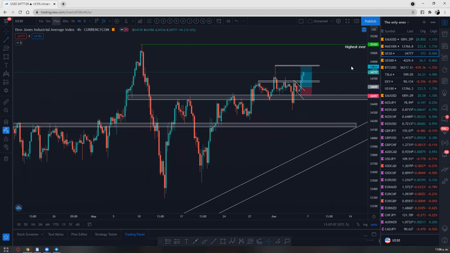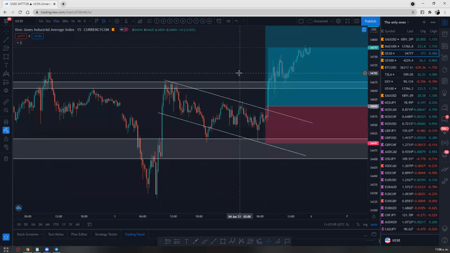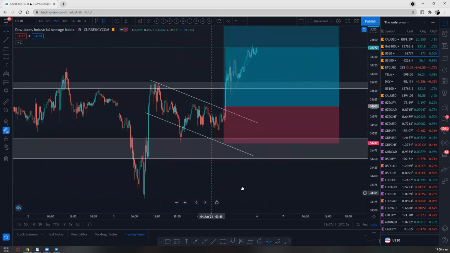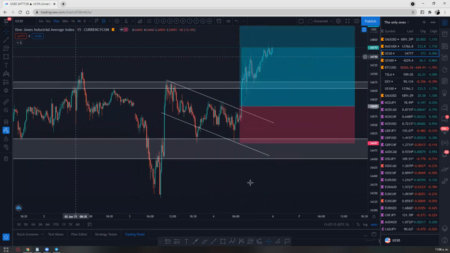Right there as well. Beautiful. This was beautiful. I mean, look, in this case we were using the news at 7:30. If I stand up right here in this candle, you see 7:30 a.m. right here in Colombia. This is when the news came out, the NFP. So immediately, what do you see?